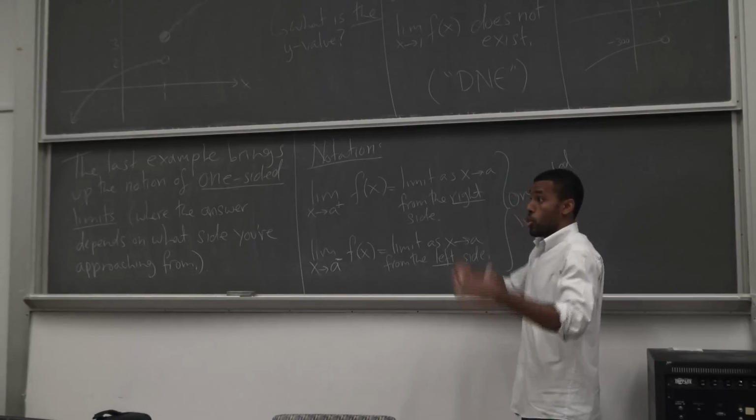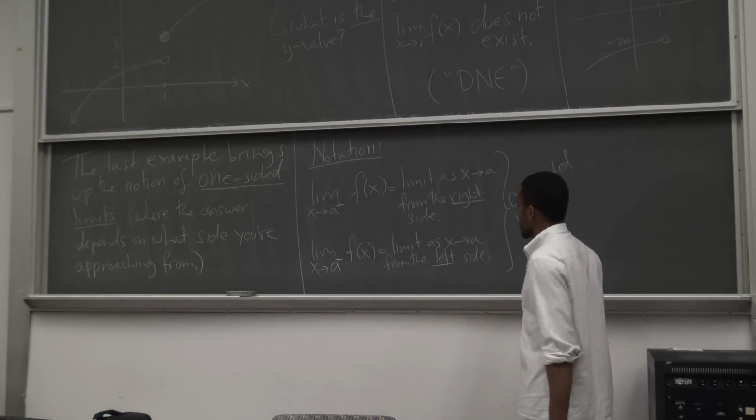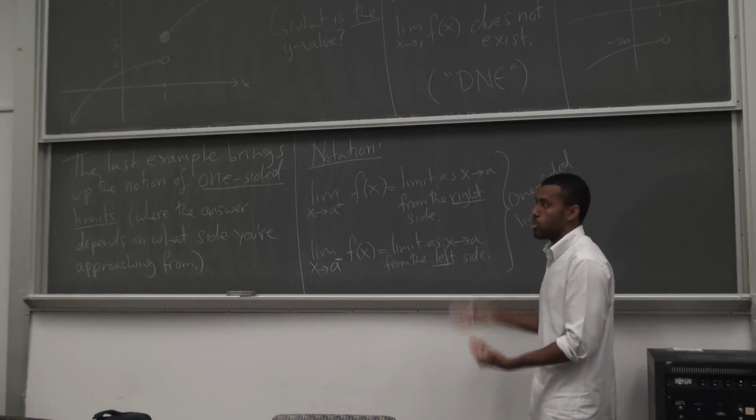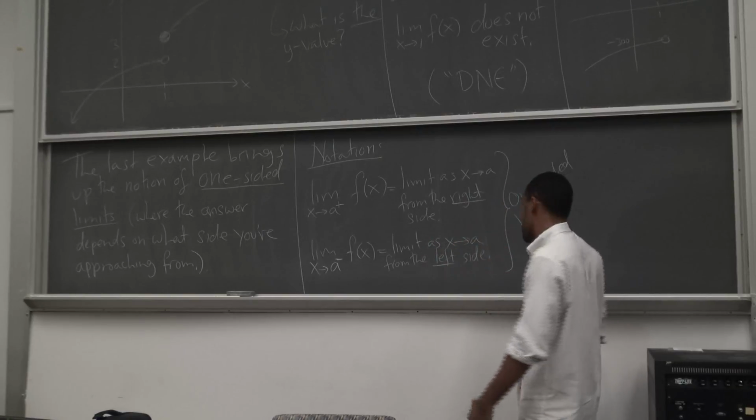So there's a difference between an overall limit, where I have a unique answer, and a one-sided limit, where the answer can actually change based on which side I'm approaching from.